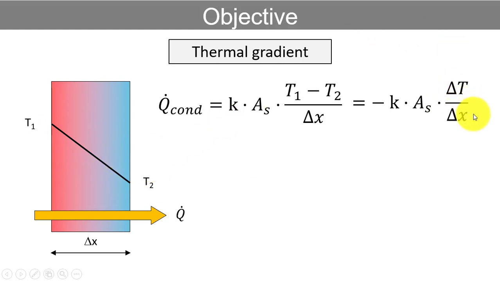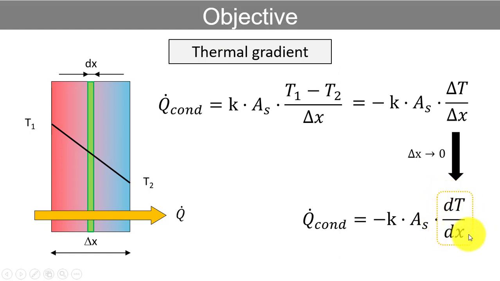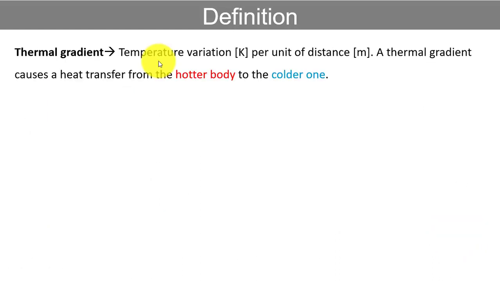If we make delta X approach 0, we get the general form of Fourier's law of conduction. And from this, we can get the definition of thermal gradient, which is the derivative of the temperature with respect to the distance, in this case x. Then we can define the thermal gradient as the temperature variation per unit of distance. And the thermal gradient causes a heat transfer from the hotter body, from the higher temperature, to the colder one.